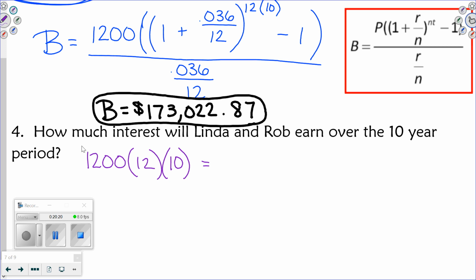So you have, again, I'm asking you to stop and think for a minute. They're putting in $1,200 every month. So that's 1,200 times 12. That will tell you how much they put in for a year. And then they drew in that for 10 years.